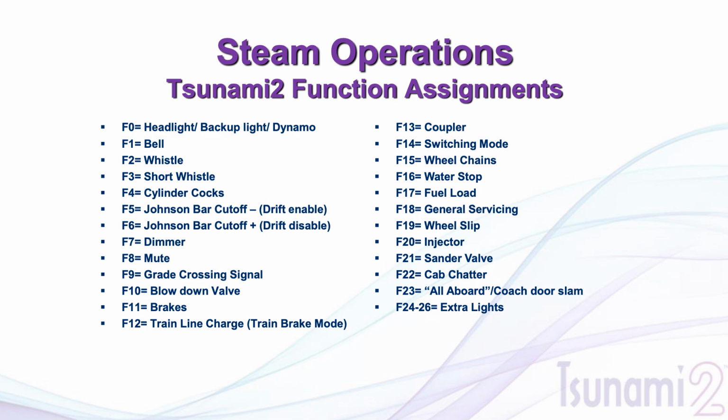Now, some of the other ones here we talked about: F11 is our brake application, F12 is our train line charge and train brake mode selection. Some of the ones we didn't talk about in real detail here: F16 is a water stop, F17 is a fuel load, which I did mention, determines what sounds you play when you select the type of fuel. And then other things, you can turn on the injector, the sander valve, and so forth. So you really have a fully operating railroad locomotive here. Be sure to check out our user's guide and also some of our videos on our YouTube channel for more detail in some of these other features.